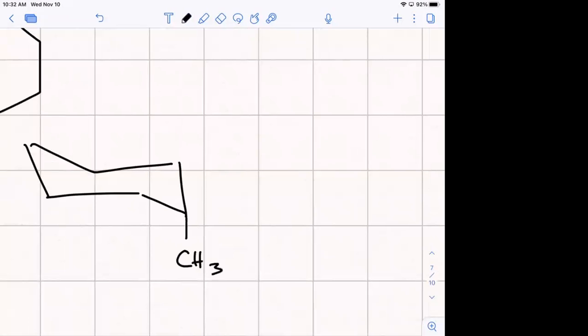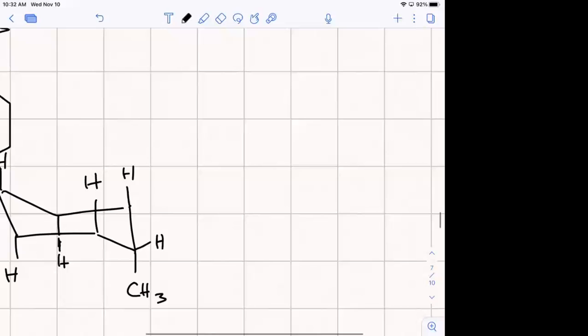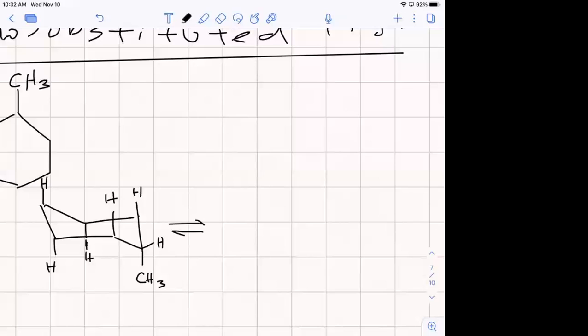I'll do that here. So this is axial, that's equatorial, right? And then I'm just going to put in the axial hydrogens because these are the ones that make all the ruckus. So that's one conformation. And then if I did a ring flip, I'm going to show this as an equilibrium because that's actually what's happening.